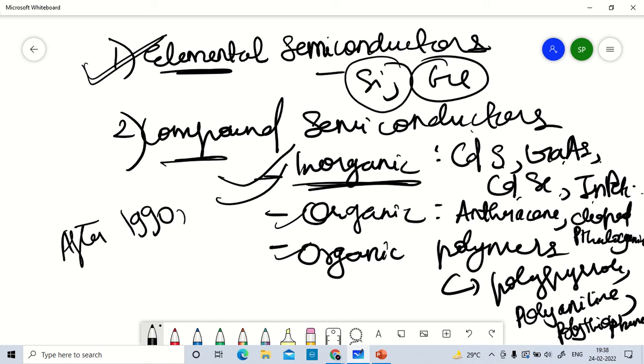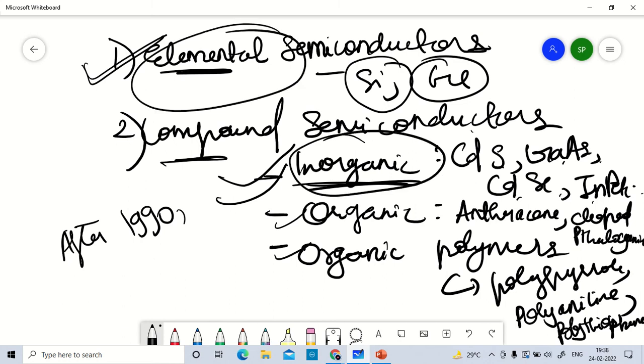In this chapter we'll restrict ourselves to inorganic semiconductors, particularly the elemental semiconductors silicon and germanium. So here we are only going to mostly study these. Now let's come to the classification on the basis of energy bands.